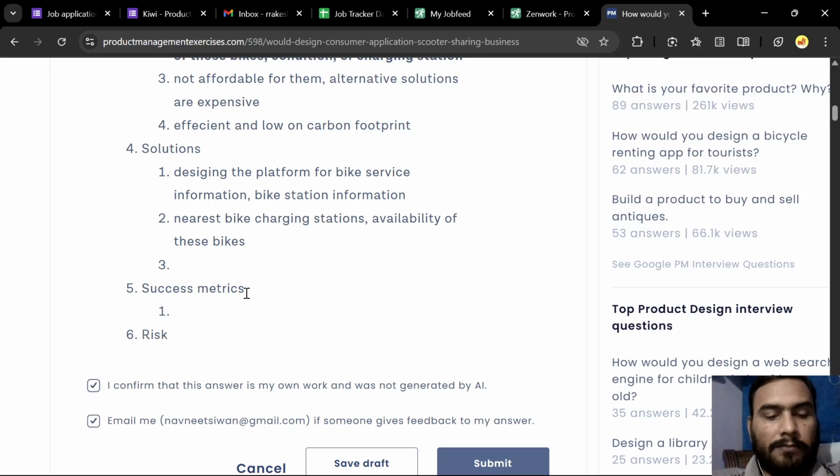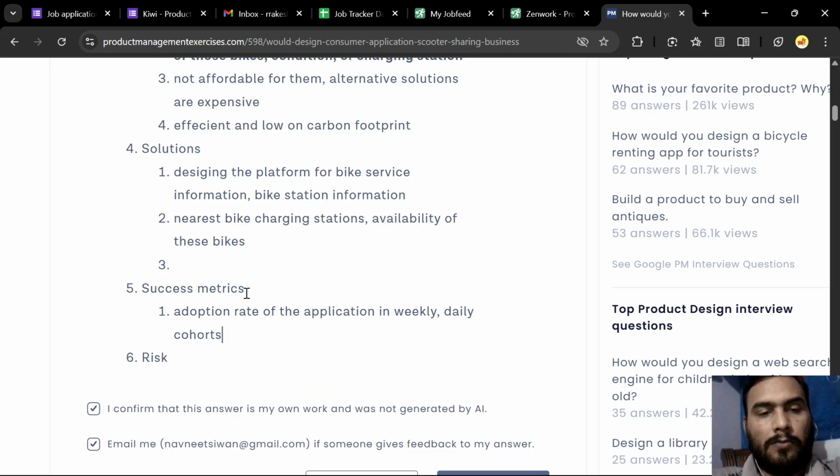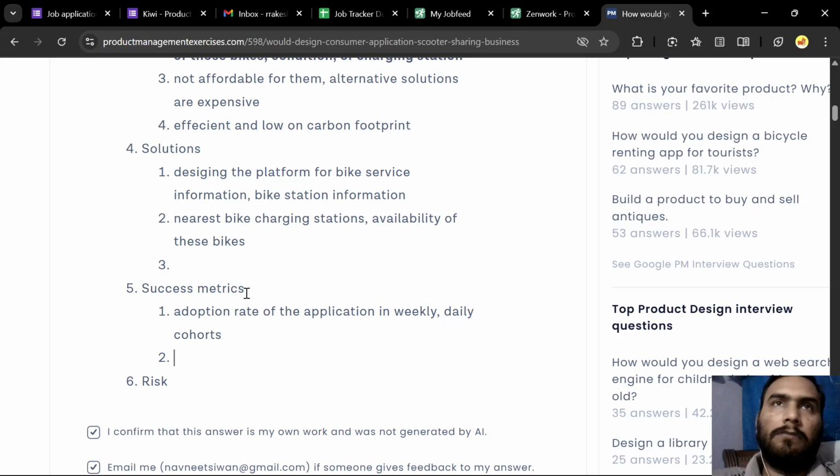Of course, the success metrics begin with the adoption rate of the application, weekly and daily. So how many users are actually using our application on a daily basis, then on a weekly basis. That will help us decide the retention and the actual success of the application that we have designed.